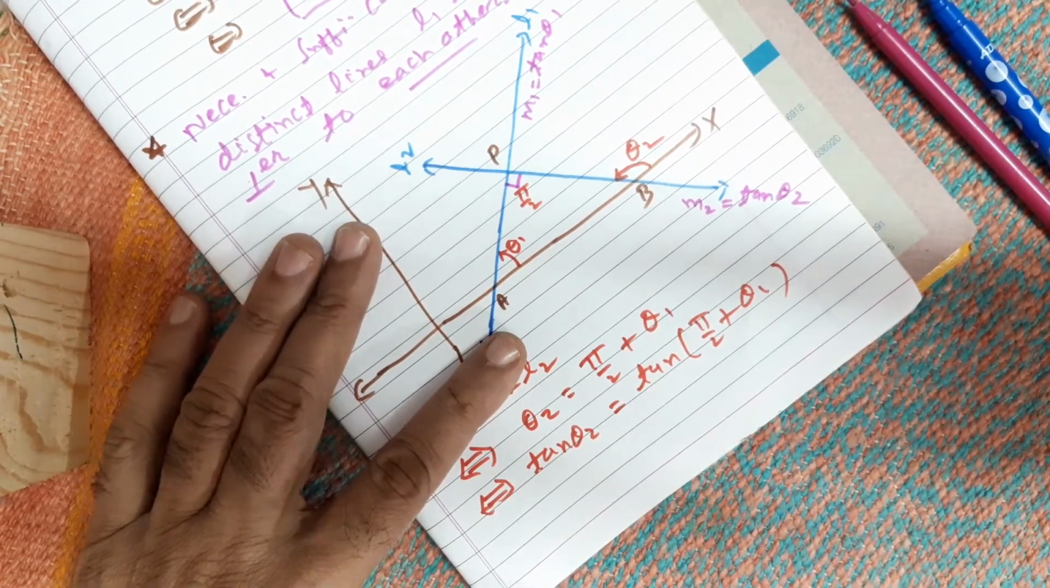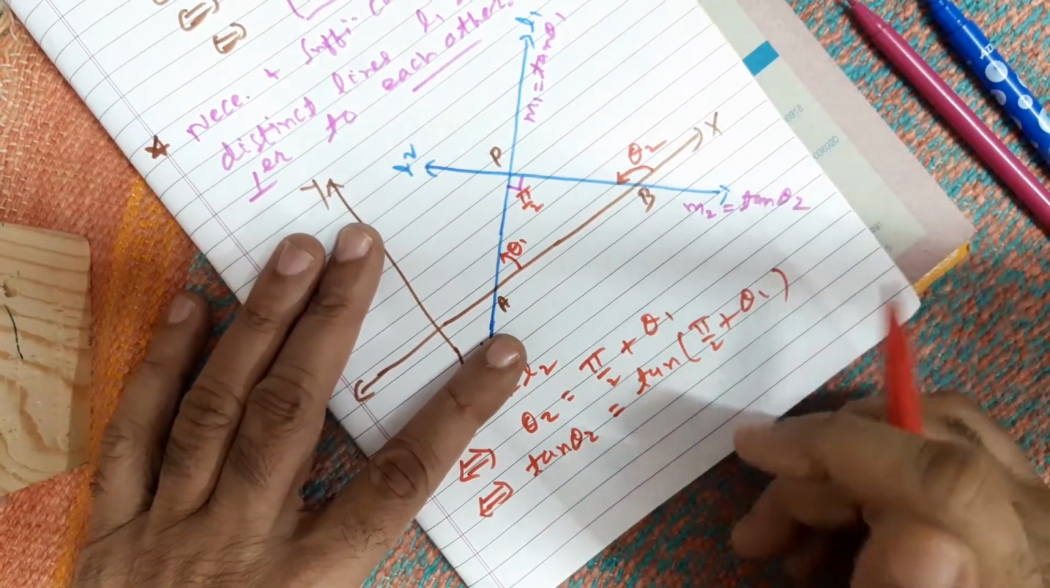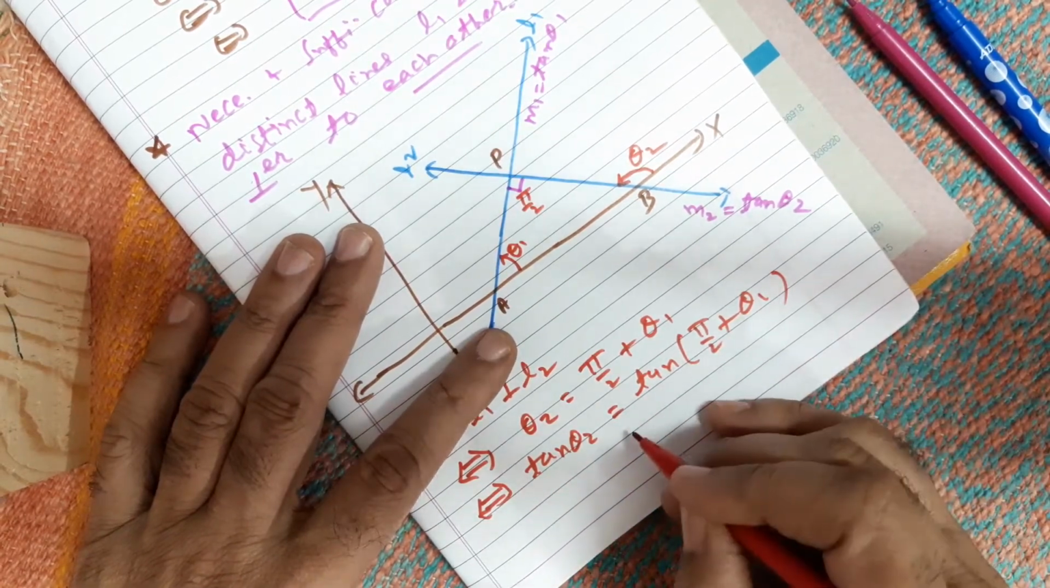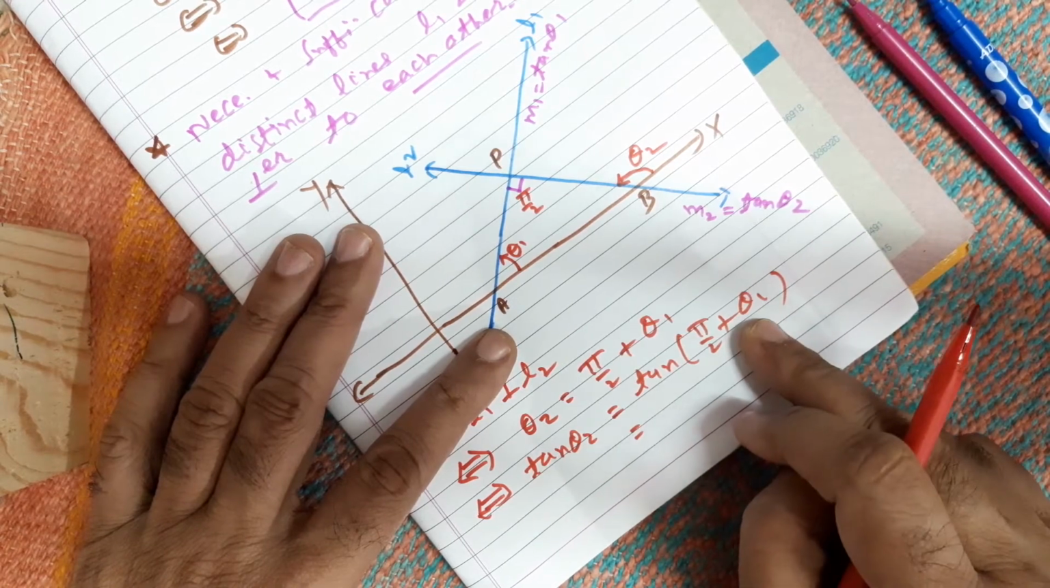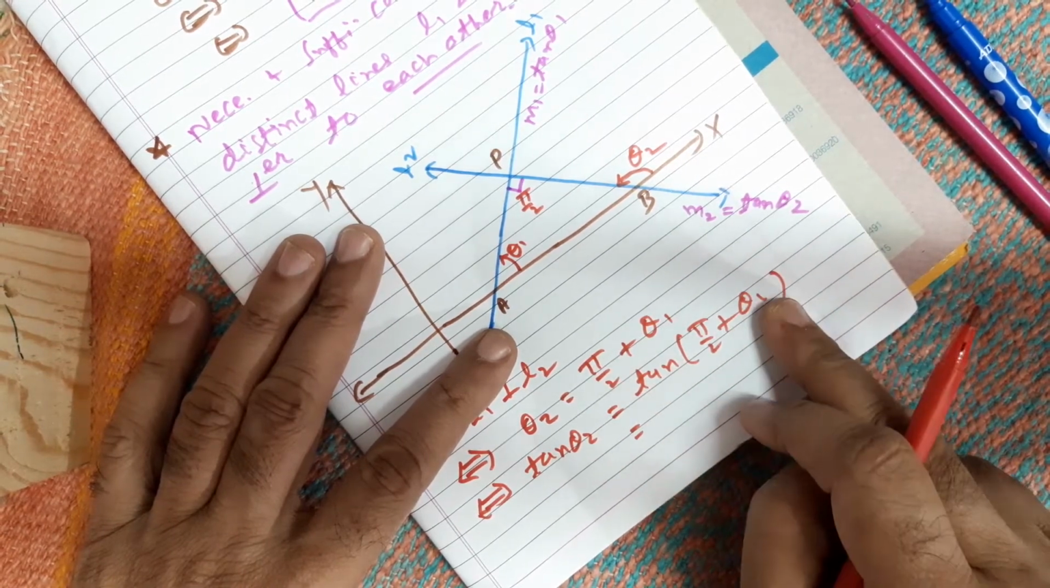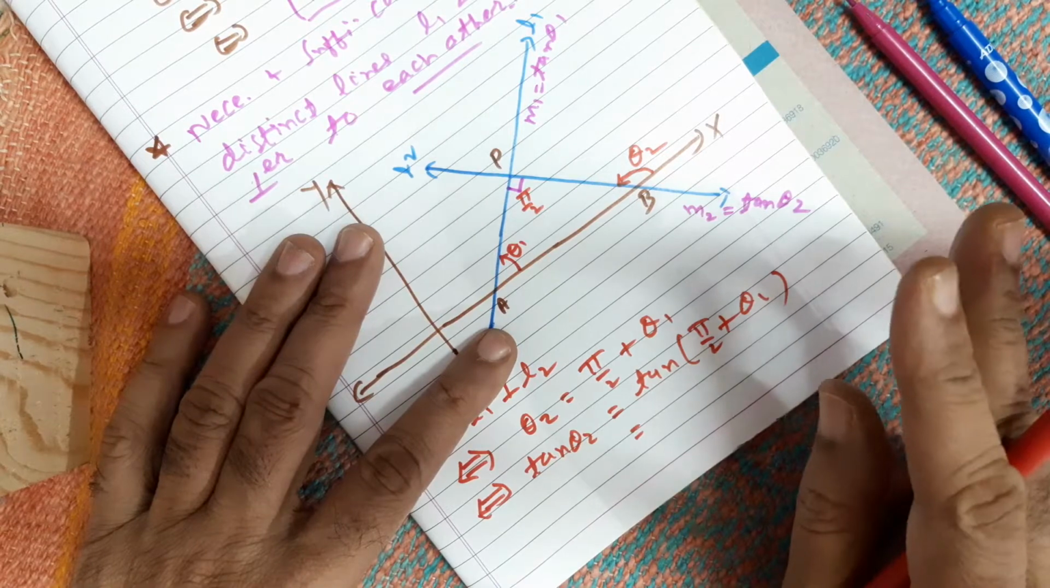Why are we applying tan only? Because it gives us slope. That is why. So now you know pi by 2 plus theta 1. Now which quadrant is it? Second quadrant. In the second quadrant, tan is negative.